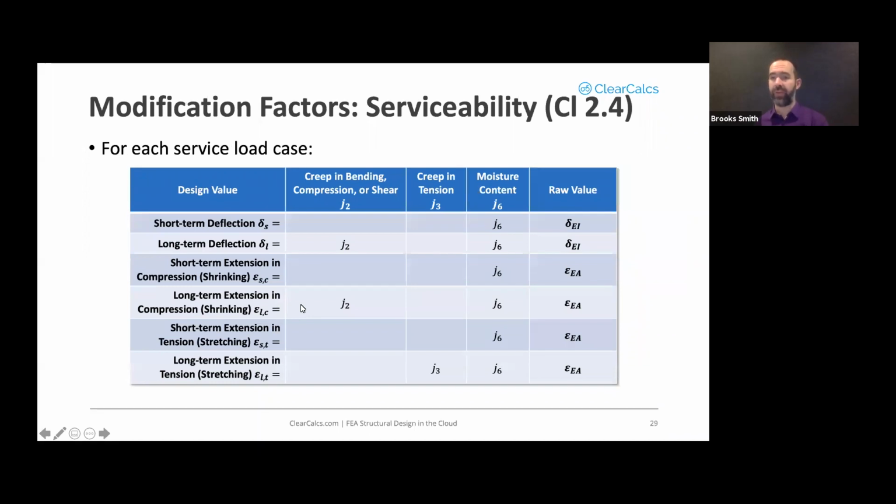You then have some modification factors that you need to make for serviceability. So for each service load case, you have potential J2, J3, or J6 modification factors you need to calculate as well. Those are for creep or moisture content. When you're designing a beam, probably only deflection is relevant, but I want to list everything on this slide, so I'm showing you extension for shrinking or stretching as well. So we need to calculate J2 and J6 for long-term deflections, and you need J6 for short-term deflections.